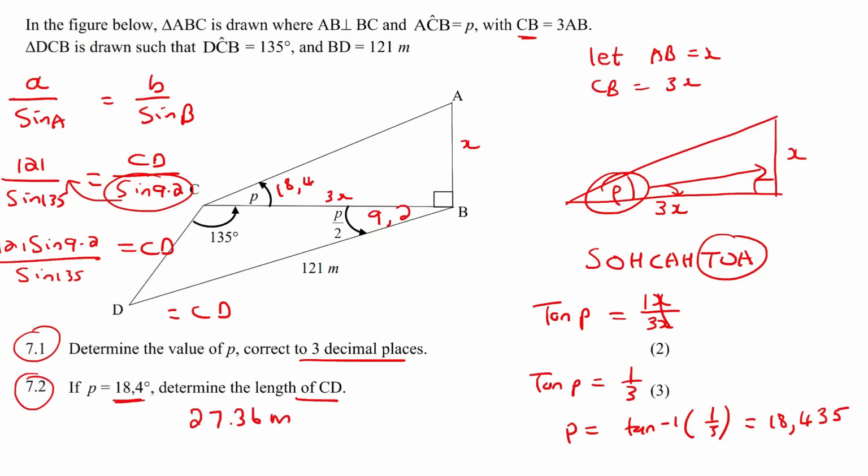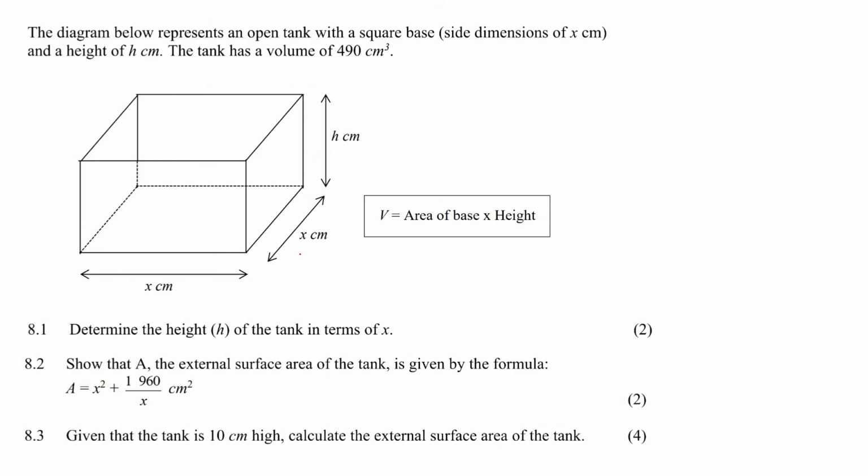27.36 meters. The diagram below represents an open tank. Okay, so there's no lid, with a square base and a height of h. The tank has a volume of 490. Okay, and then they give us the volume. Okay, and then they say determine the height in terms of x.